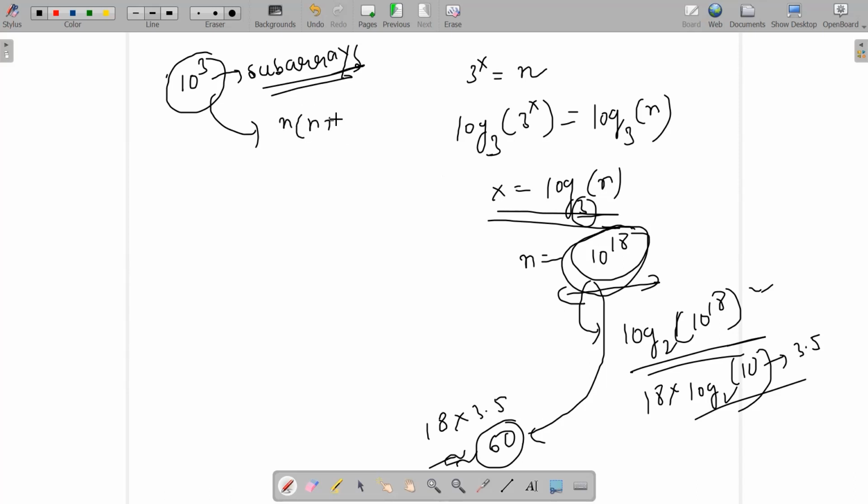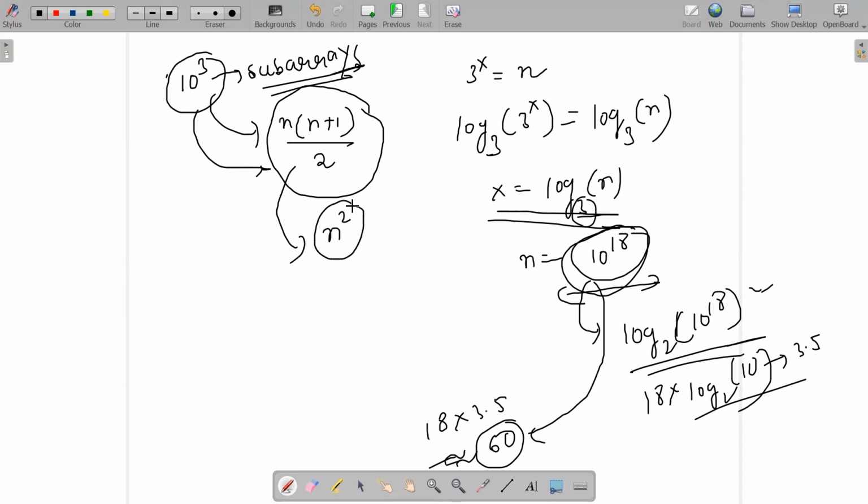N into n plus 1 by 2, am I correct? So this many times my loop should be running to print all the sub-arrays, am I correct? So again, I can say this is roughly n square. N square number of times my subarrays need to be generated, right? So if the size of the array is 10 cube and I'm generating all the subarrays, the number of times I would need to run my loop is 10 to the power 6 approx. This is again less than or equal to 10 to the power 8, which is the allowed limit.